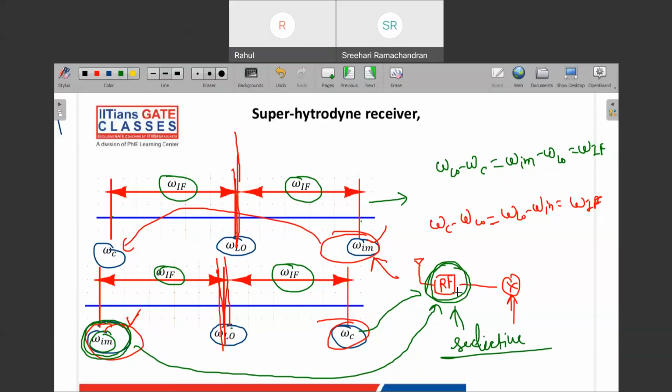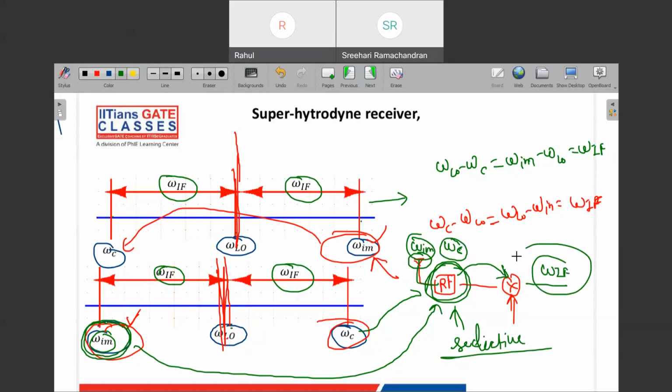So you have the RF circuit here. Both omega im and omega c signals are incident on this antenna, and after the antenna they reach the RF, but the RF will reject the image and pass only the signal which is around omega c. Then it gets to the mixer or the down converter, which will down convert it to omega IF.